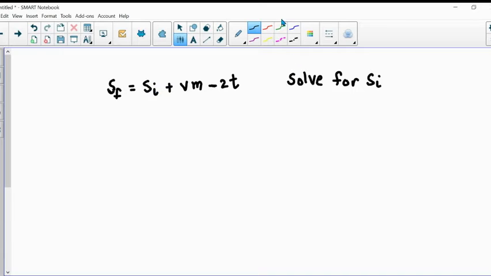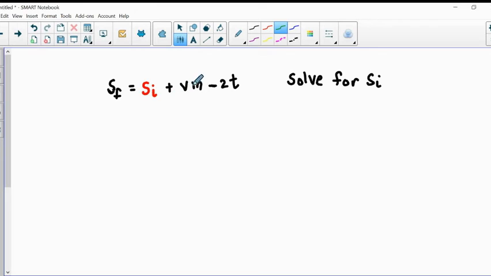Okay, so let's look at this example. So we are solving for SI in this case. I'm just going to make it red so it's easy to see. Okay, that means I want to get rid of VM plus and minus 2t on the right side. So there's a plus sign in between SI and VM. So that means two quantities are being added. So when you add two quantities and you want to get rid of one of them, you will either add or subtract depending upon the sign to get rid of it.